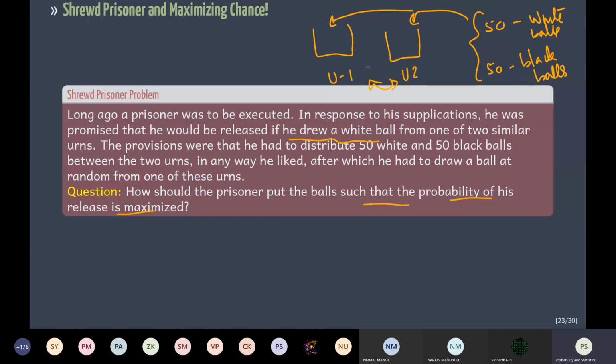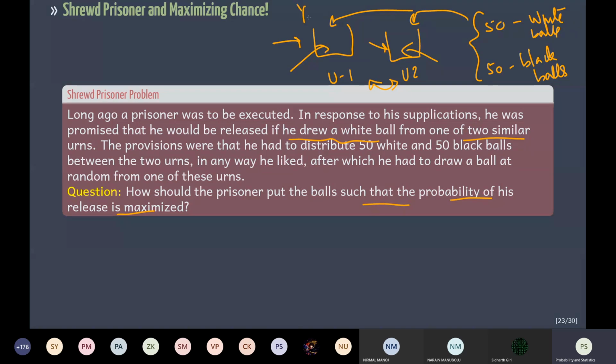So this is like a choice tree again, like we saw just now. The choice of picking the urn: both urns are of the same size, so they're equiprobable. These are two similar urns, so he has no choice here. There's nothing skewed here. But what could be skewed is the way he puts the balls inside, right?